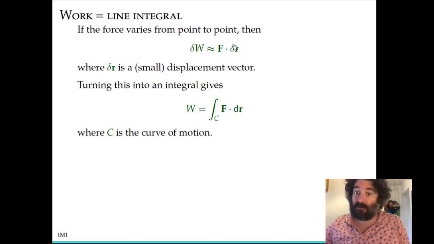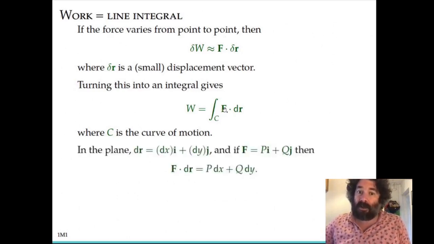This delta r turns into dr, and the force is the force along the curve. C is the curve along which a particle moves. And this line integral is the total amount of work. Now, this line integral is given with a notation a little bit different from what we looked at in the past when we were doing line integrals of differential forms, but it's really the same thing as these line integrals of differential forms we looked at, and I'll show you how they're related now.